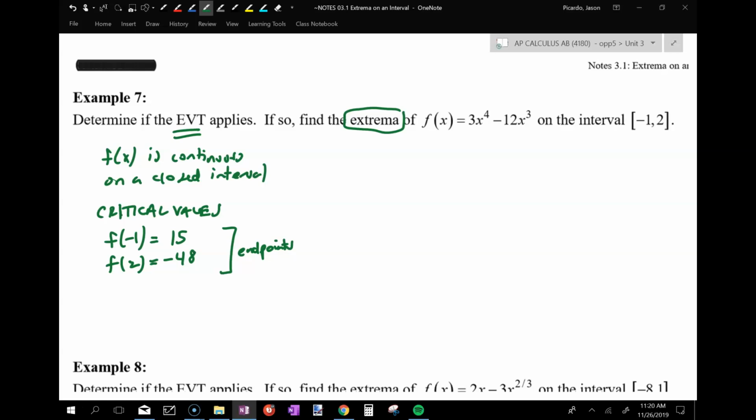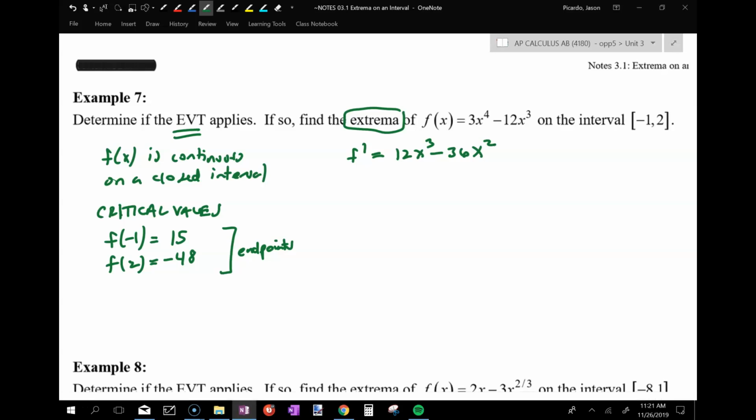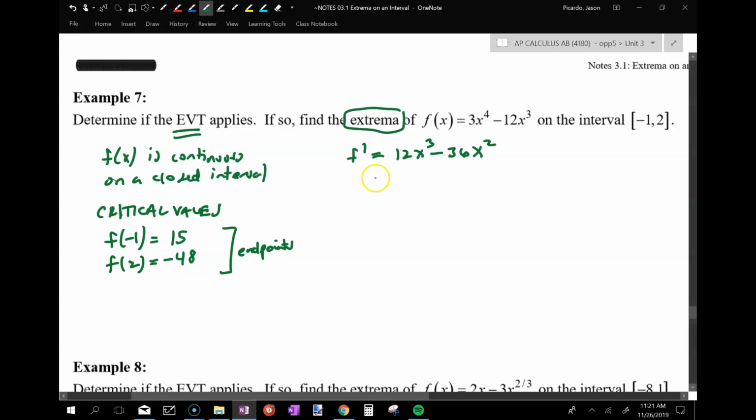While he's checking that, I need the other critical values, right? So when am I going to find those? I'm going to find the other critical values by finding my derivative. So my derivative is 12x cubed minus 36x squared. Is there ever going to be a chance in the world when that is not going to exist in terms of finding derivatives? No. So the only thing we're going to have to worry about is when the derivative equals 0.